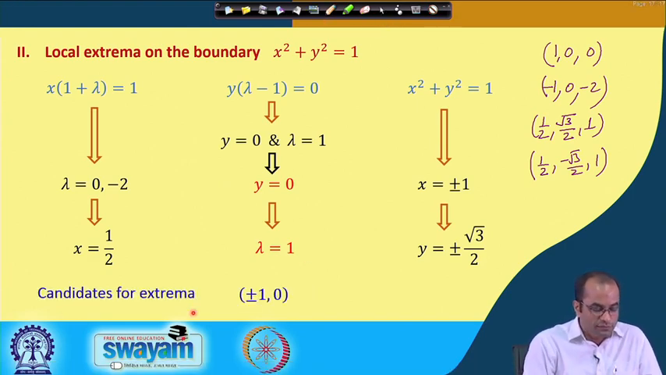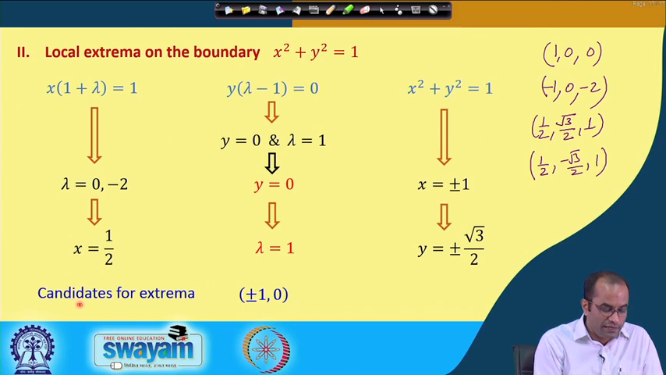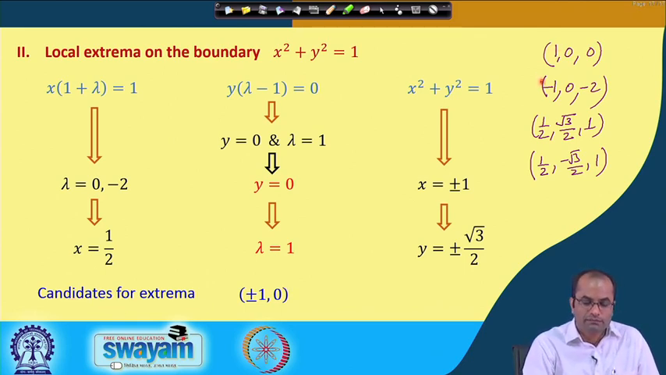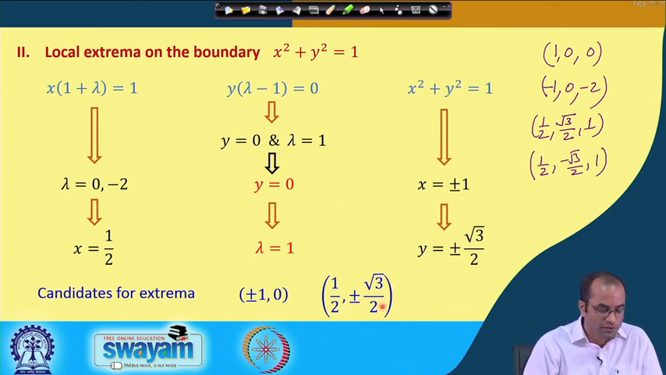So, the candidates for this extrema, I am just writing here as x y points, because we will compute the function value at the x y point. Lambda is not interesting for us there. So, we have the candidates now, the plus and the minus 1 with the 0, so the first 2 points there, and these 2 points, so this half and plus minus 3 by 2. So, these are the candidates now for the extrema.